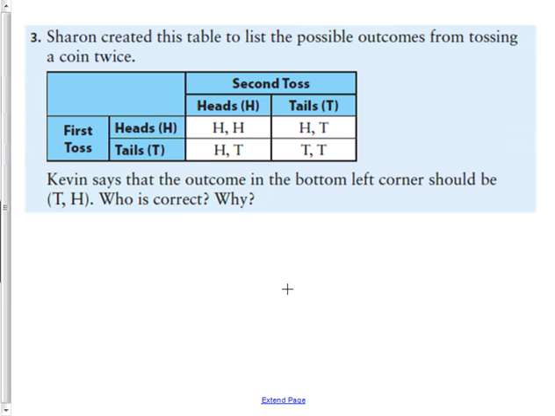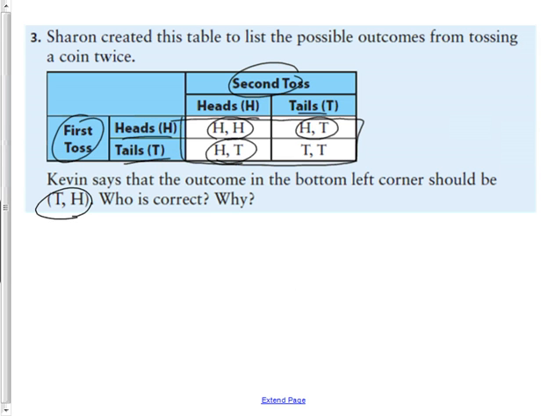of list of possible outcomes for tossing a coin twice. So here's our table. The first toss, heads and tails. Second toss, heads and tails. So in here, this is our sample space. Those are our 4 possibilities. It says heads, heads, heads, tails. And it says heads, tails here. And the question said, should it be tails, heads? And the answer is yes, it should.